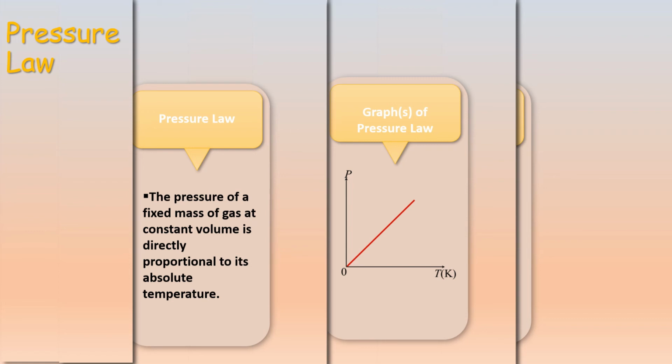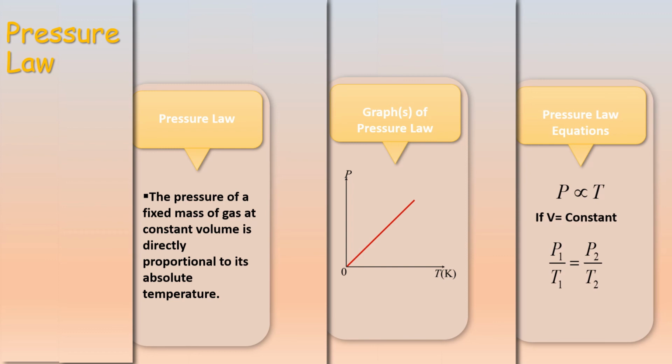Same as the previous one, this graph can be plotted as a P versus T graph where the unit of temperature is in Kelvin, or it could be in degrees Celsius. And based on the graph, we can end up with the equation where the pressure is directly proportional to temperature at constant volume. Therefore, we will end up with the relationship P1 over T1 equals P2 over T2.